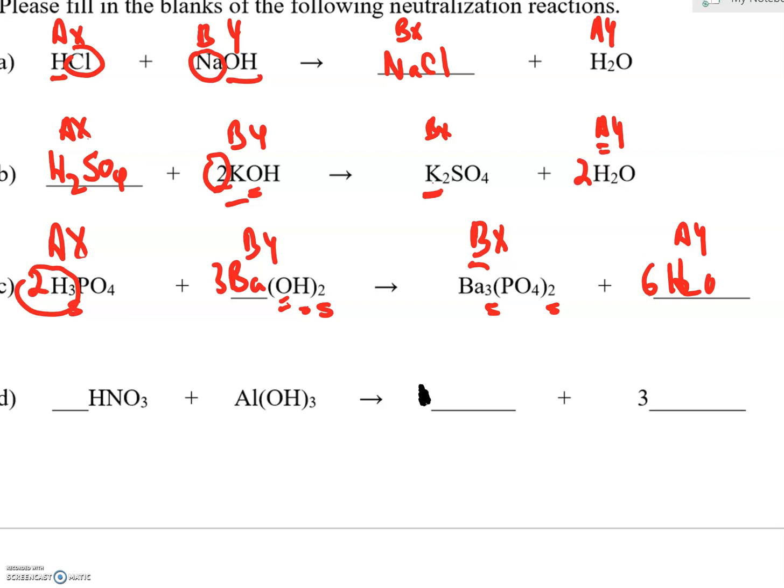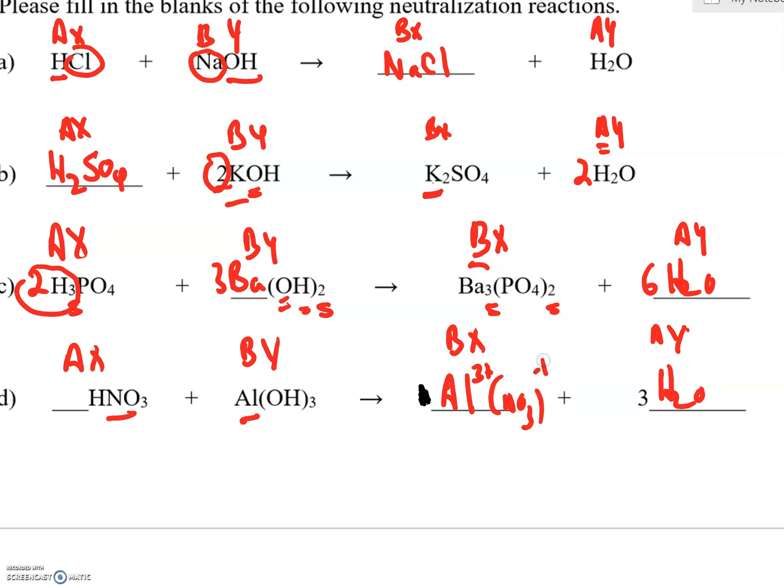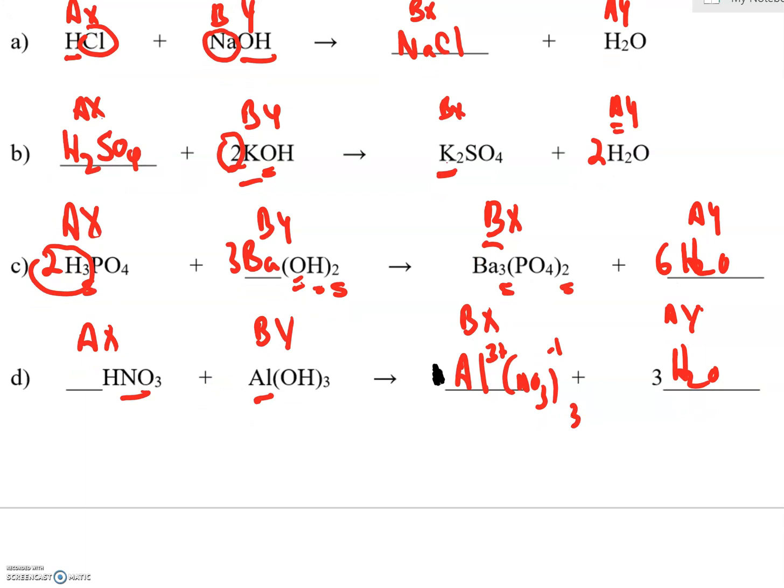Okay? And the last one, here is our AX. Here is our BY. You know that this is always going to be water, AY. So what's our BX? There's our B, there's our X, Al. And that has a charge of 3 plus, and the X is NO3, charge of -1, so we'll do our drop and swap. And let's balance. So because there are 3 nitrates over here and only 1 here, let's put a 3 here. All right, and I believe that does it. Yep. All right, so there you go.